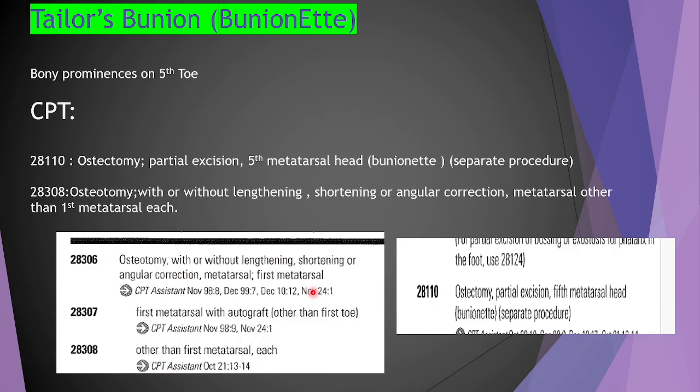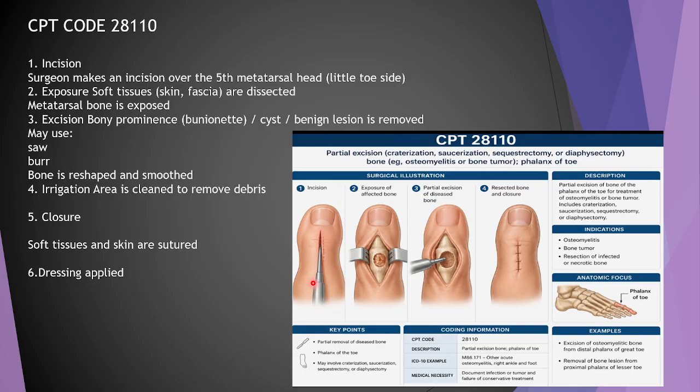Next, in code 28110, what will the physician do? The physician will make an incision over the fifth metatarsal, here in the fifth metatarsal head of the little toe. The fifth metatarsal head region; here are the base, middle, and head regions.